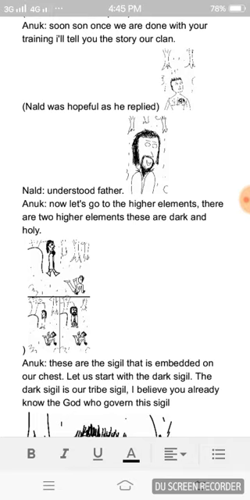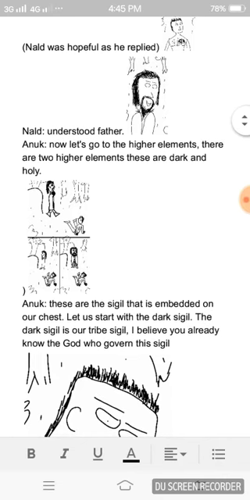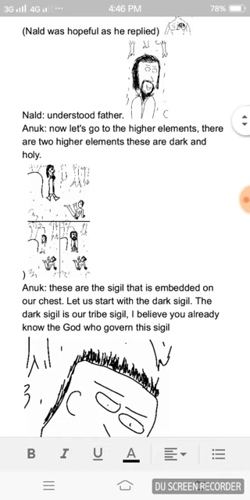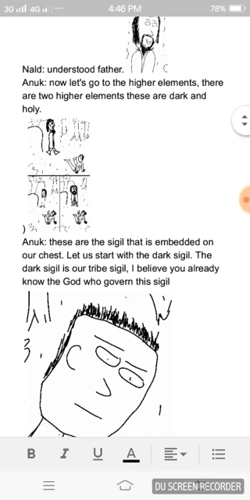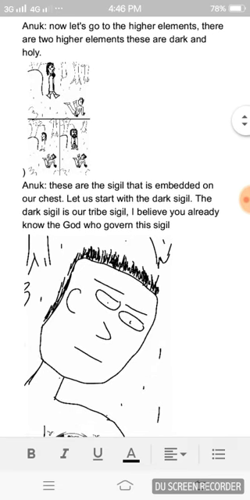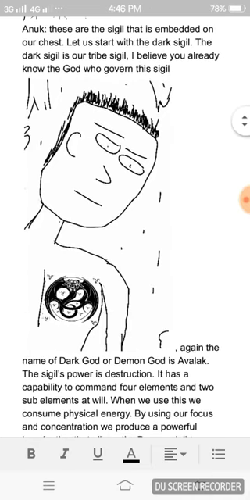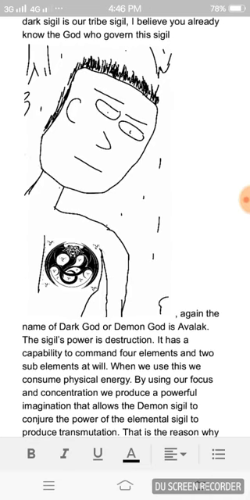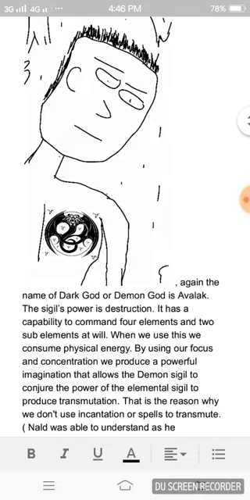Now let us go to the higher elements. There are two higher elements. These are dark and holy. Now, these are the sigils that are embedded on our chest. Let us start with the dark sigil. The dark sigil is our tribe sigil. I believe you already know the god who governs this sigil. Again, the name of the dark god, or the demon god, is Avalak.